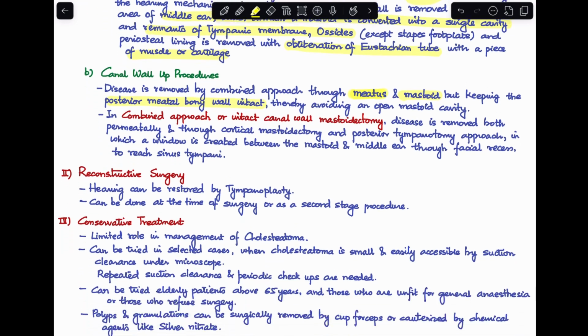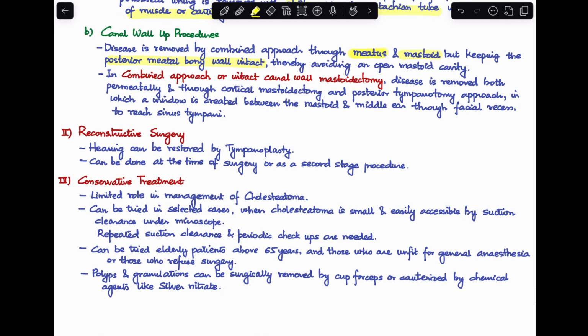Other than this mainstay surgical treatment, the second is, after the ear has been made safe, reconstructive surgery needs to be performed. Hearing is usually restored by tympanoplasty, and this can be either done at the time of surgery or as a second stage procedure, depending on the patient or the case itself. What you prefer, if you want to give it some more time to check for recurrence of the disease, and if you also have to see whether the patient is likely to come back for a second stage surgery also or not. Last of all is a conservative treatment.